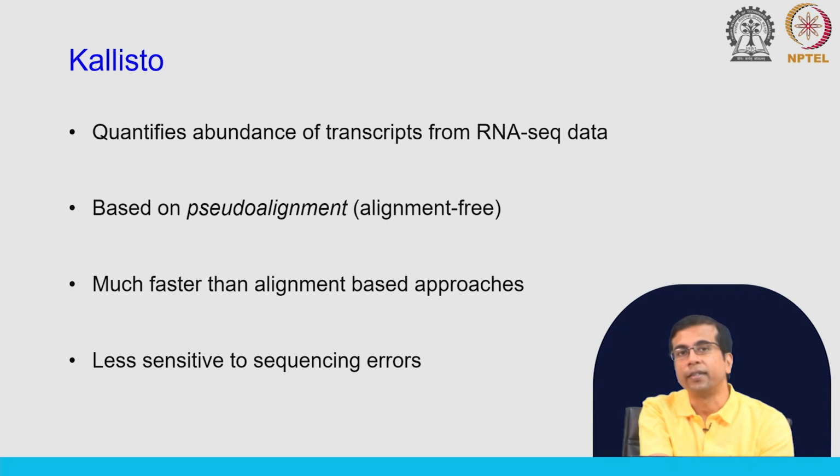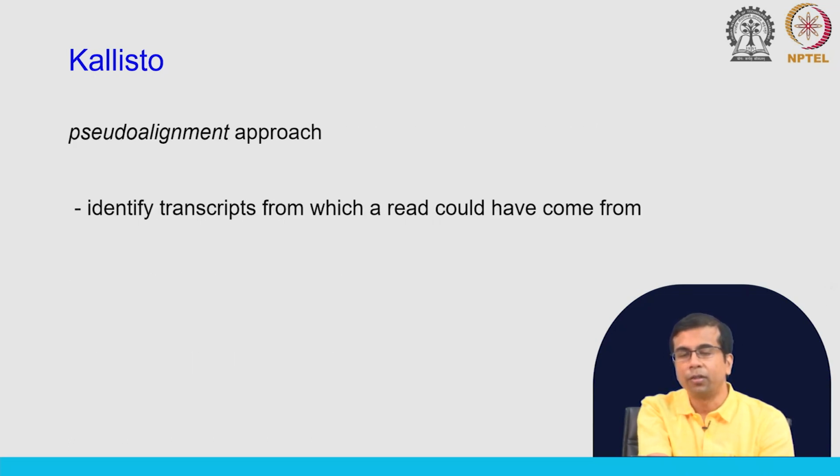In addition, it is less sensitive to sequencing errors. Because you are not aligning exactly, you do not have to worry about mismatches in the read data. So, what is the pseudo alignment approach? It tries to identify the transcripts from which a read could have come. Given a read, we want to identify which transcripts this read could come from. That will serve the purpose of quantifying abundance.